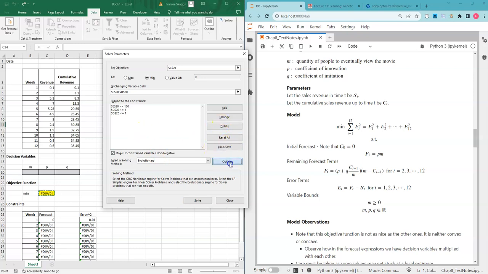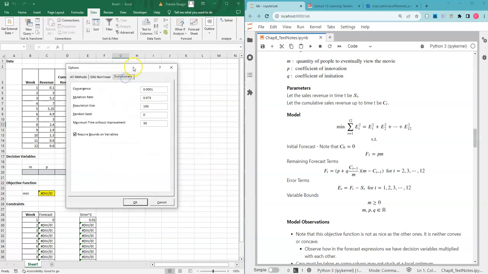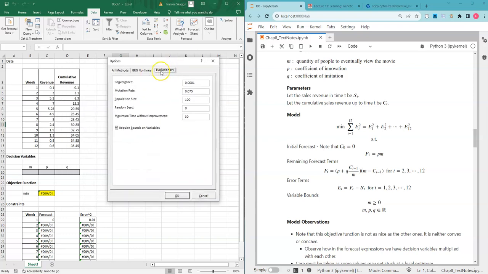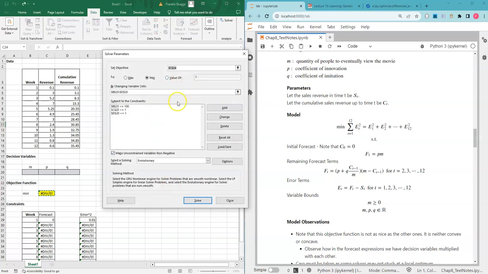And then also I want to go into the solver options just to make sure we're not waiting too long. So I'll go to the evolutionary tab, and I'm going to change this default value just because we're in a video here, and set that at 10, and I'll bump the population size up to 100. All these things about mutation rate, population size, and the random seed, that's all stuff that is specific to evolutionary algorithms and genetic algorithms as well. So we'll hit OK, and I think we're good to hit solve.